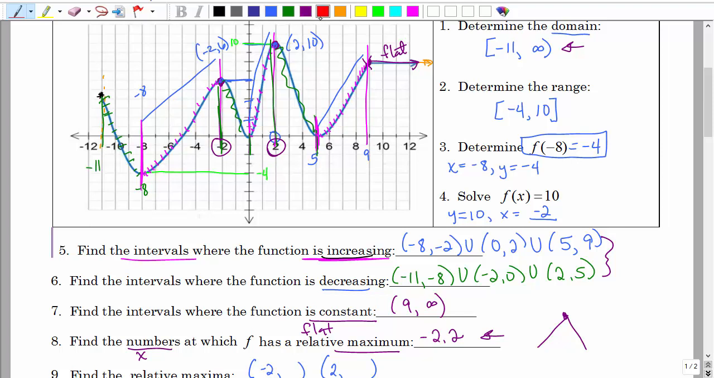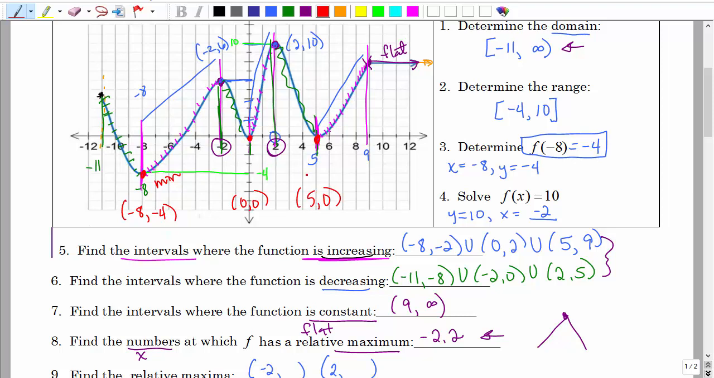Now I know the next question is going to probably be something about minima, so while this is on my screen, again, that would be a relative minimum, that would be a minimum, that would be a minimum. So this happens at -8, when x is -8, y is -4. This is at 0, 0, and this is at 5, 0.